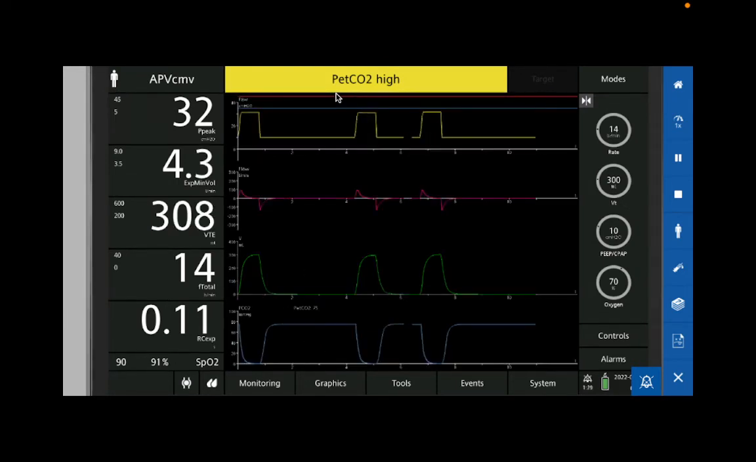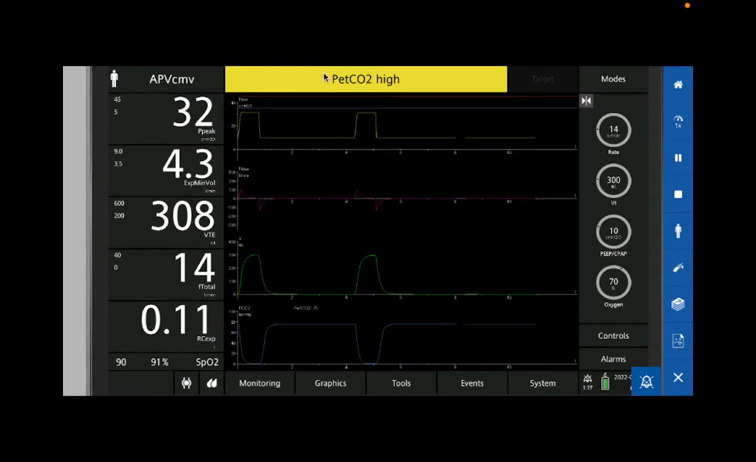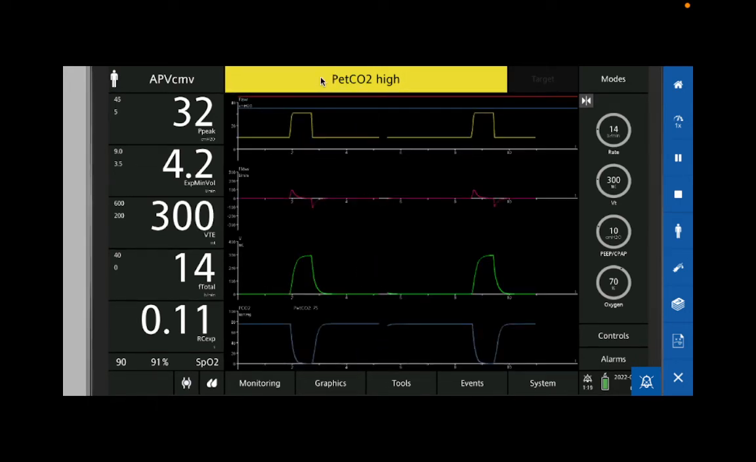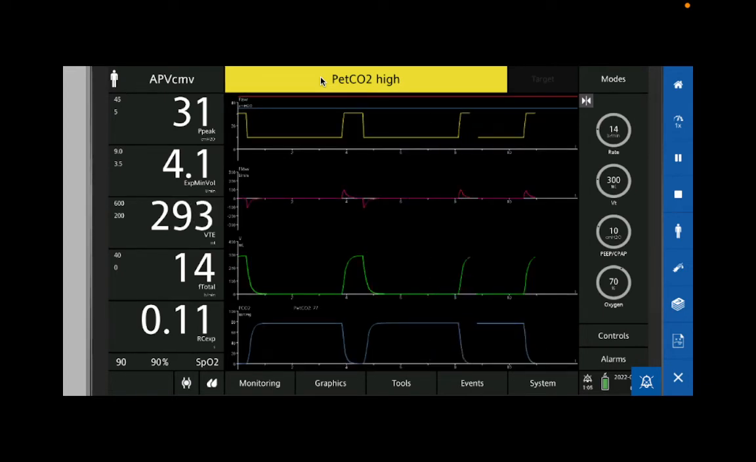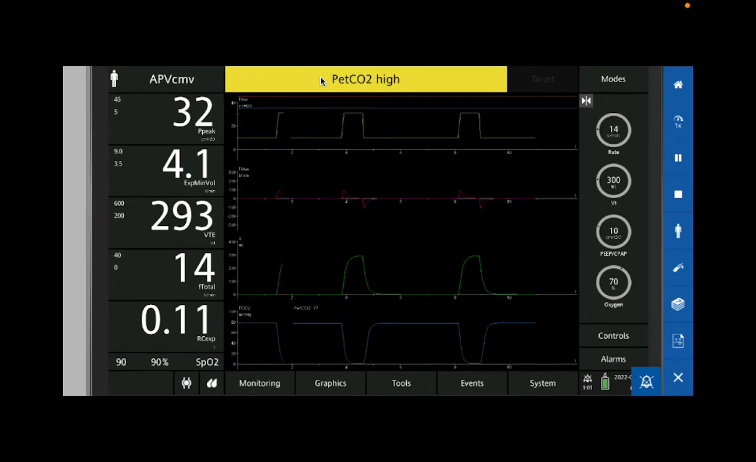What else is alarming on this machine? You guys have never seen this alarm before. This is an end-tidal CO2, okay? And so in our life, we have to do a blood gas. So we do a blood gas on this guy. pH of 7.18, PCO2 of 68, and a bicarb of 20, and a PO2 of 59.